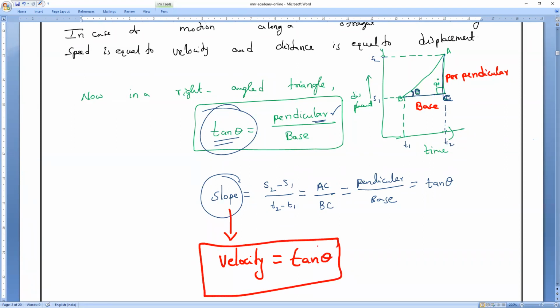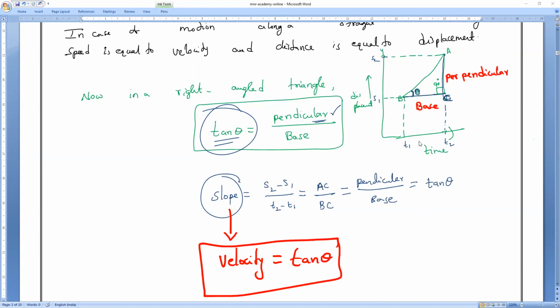How many of you will accept it? Mr. Lingesh, are you smart enough? Are you understanding or not? Sir, then speed is also equal to tan theta, no, sir? Yes, Mari, that's what. But this is for the distance and time graph. Are you clear? Yes, sir.